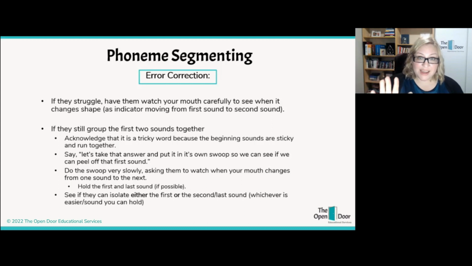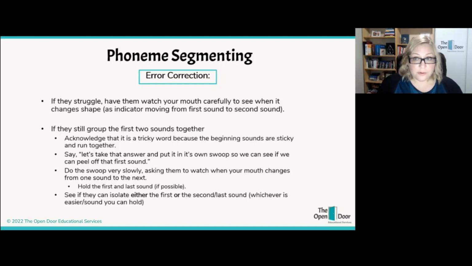You've got it. You just said it. What sound did you just say? And so that way it's stopping them before they get into the next sound. So those are some little error correction tips, because sometimes that is an issue that comes up with students.